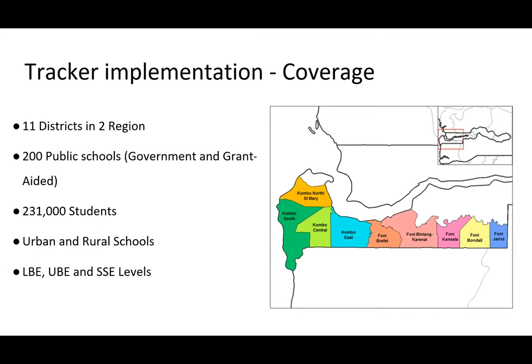Okay, so for the tracker implementation coverage, you have 11 districts out in two regions, region 1 and region 2. And then you have 200 public schools that are currently using the system. So you have 231 students that are enrolled or will be enrolled in the system. Then it's actually urban and rural, and you have from the lower basic to the senior secondary education, which is primary, secondary, and high school.